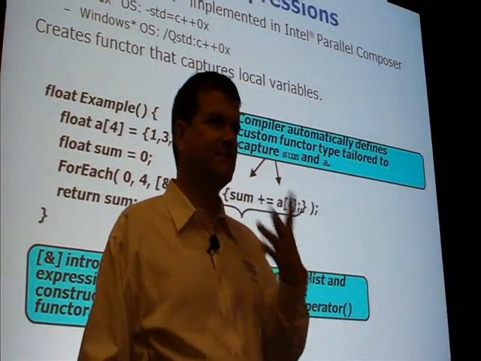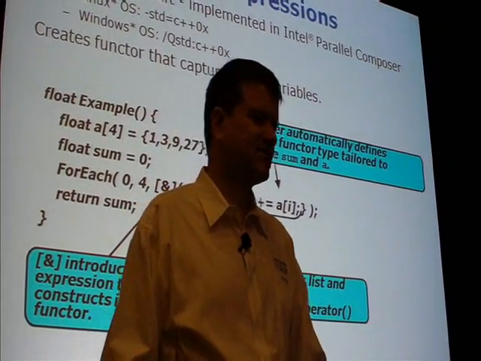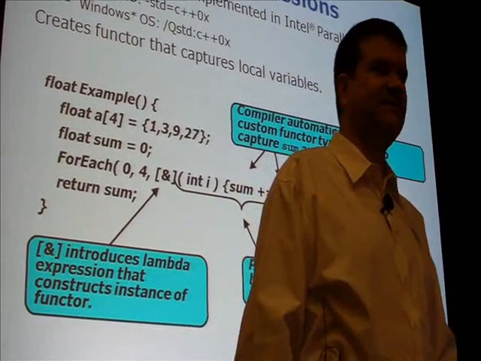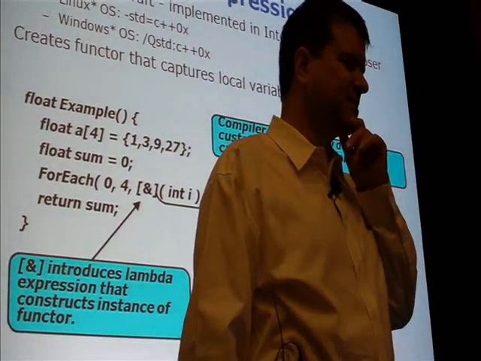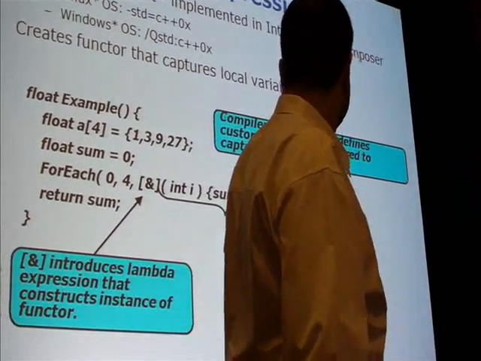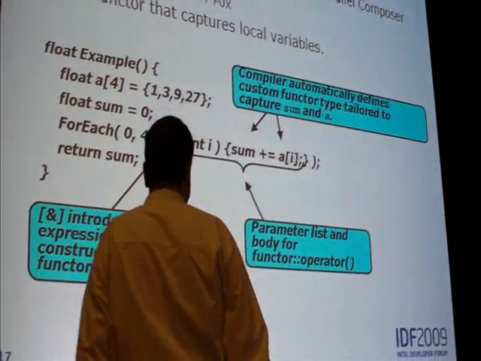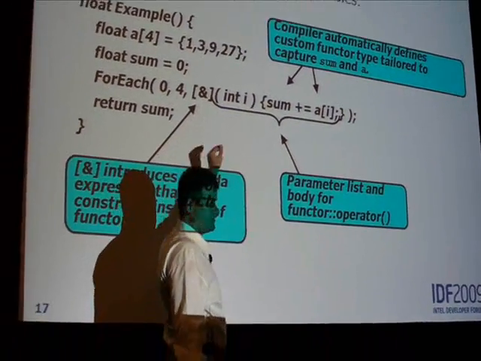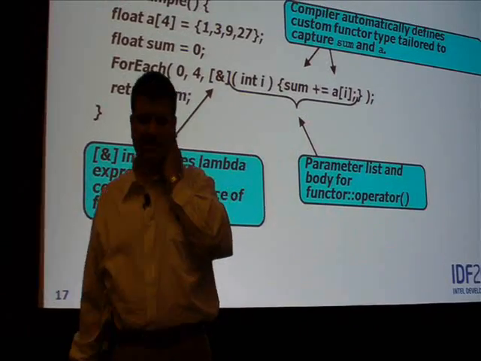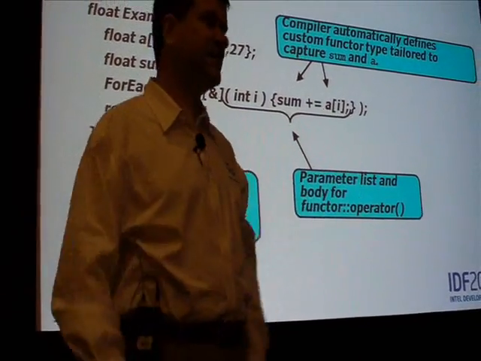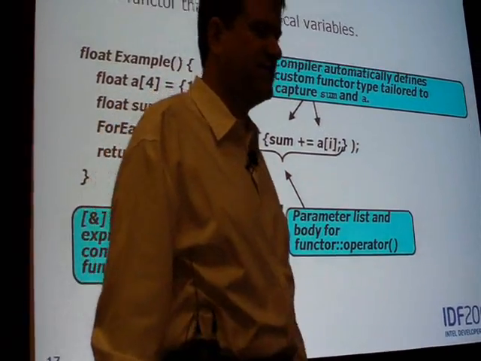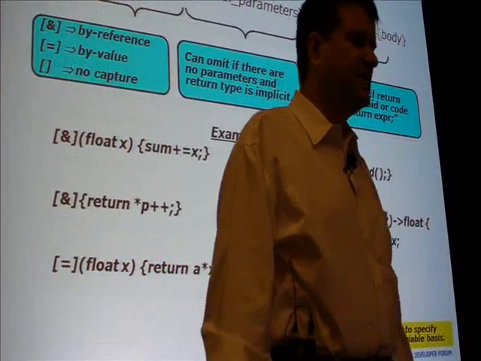Well, if we had had this when we first implemented threading building blocks, it would be a lot easier to teach, because we struggled with this. But now you can do simple things where you write a lambda function, introduced with a bracket, ampersand, bracket in this case, and then have some code, and then that can get passed into something like a for statement, in this case a for each.